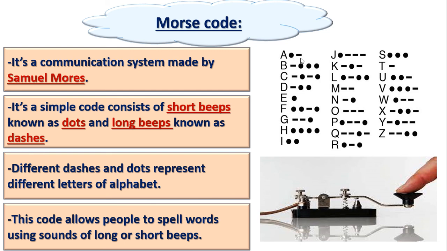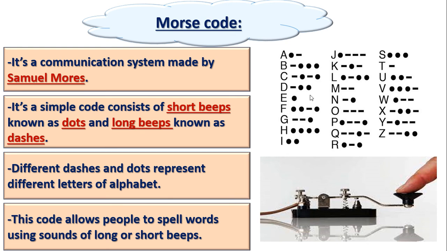The dots and dashes are used to represent different letters of the alphabet. If I want to say letter A, I will use a dot and a dash. If I want to say letter P, I will make a dot, dash, dash, dot. So I can represent the letters of the alphabet by using dashes and dots with Morse code. This is the communication system of Morse code. You can even write your name with Morse code using these dots and dashes.